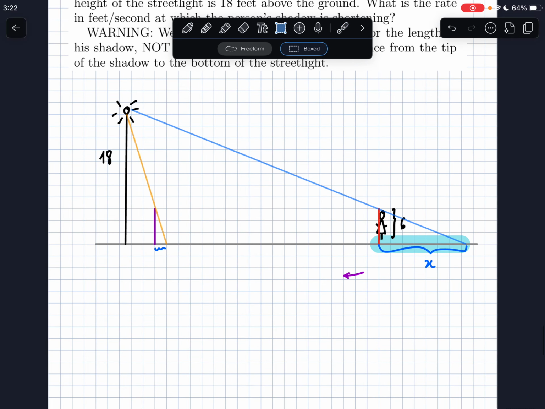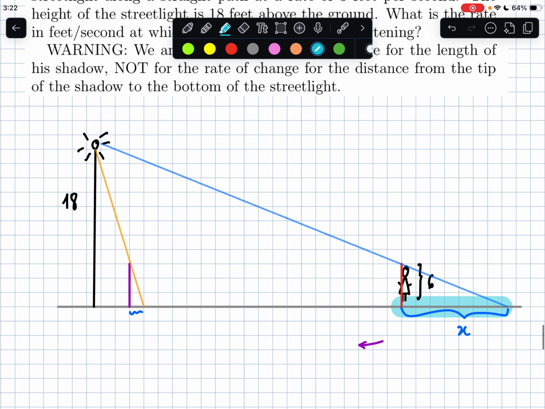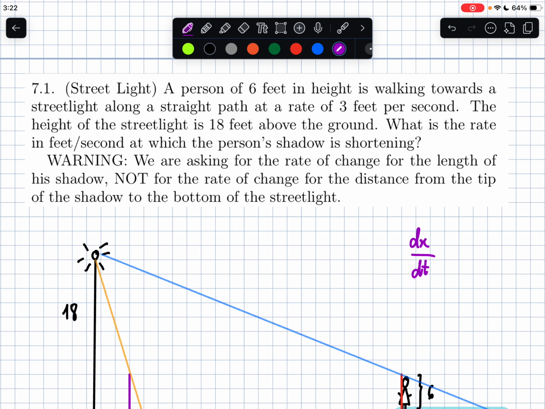Now we need to find the rate of change. You are asking for the rate of change for the length of his shadow, not the rate of change for the distance from the tip of the shadow to the bottom of the street light. So we are really asked about this dx over dt. What is the rate in feet per second at which the person's shadow is shortening? Okay, so this is what we need to find.